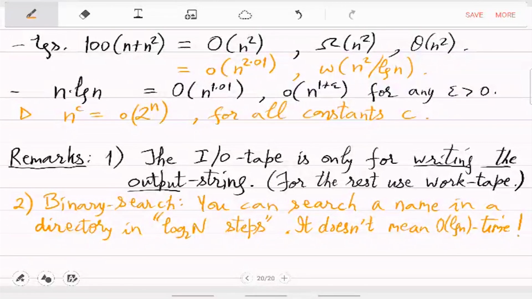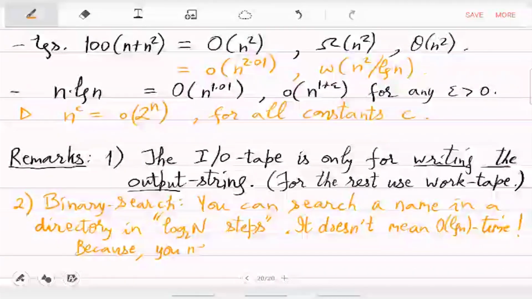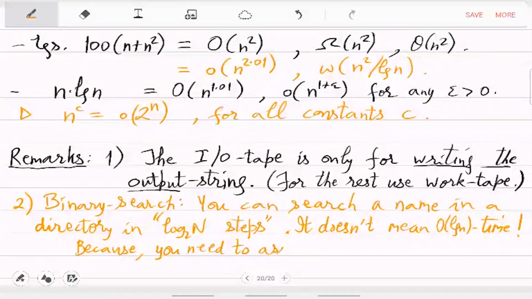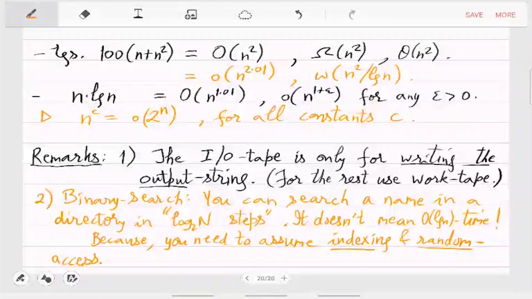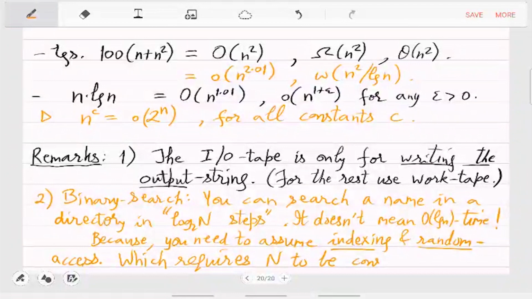Okay, this is not the time complexity in terms of Turing machine. Why? Because you need to assume indexing and random access, which requires n to be fixed or constant.